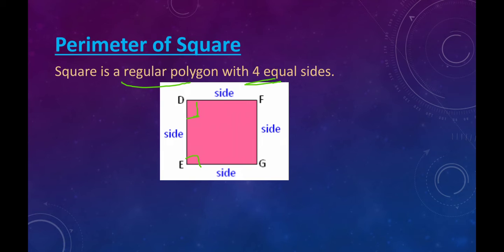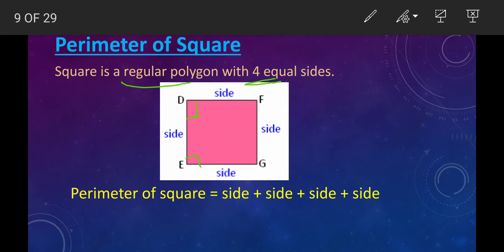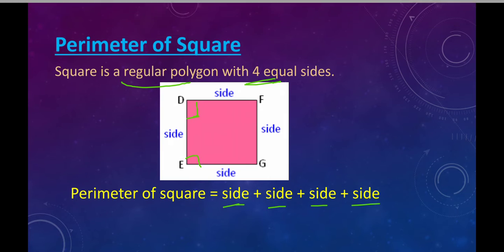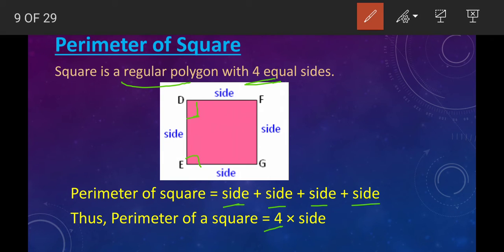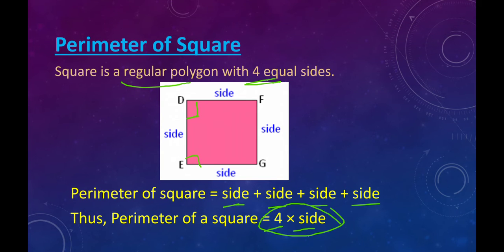As you know, the perimeter is the number of sides multiplied by the length of one side. So perimeter of a square equals, there are 4 sides here, side plus side plus side plus side, the sum of all sides. So we are getting 4 sides, which we can write as 4 multiplied by side. Perimeter of square equals 4 multiplied by side. So this is the formula to find the perimeter of a square.